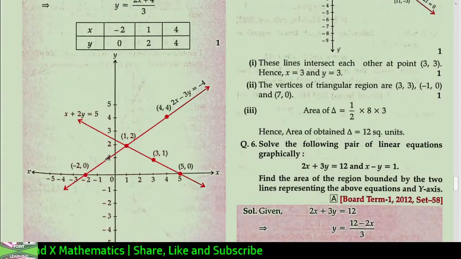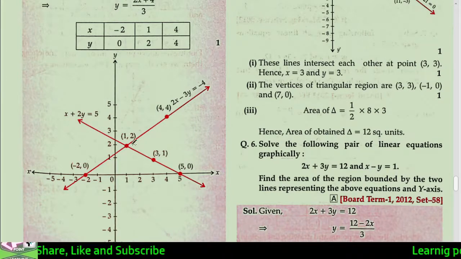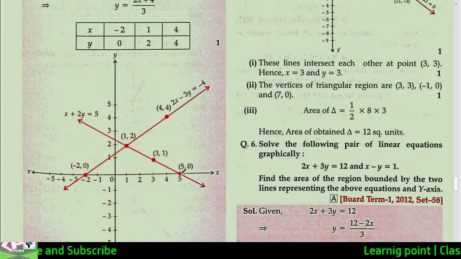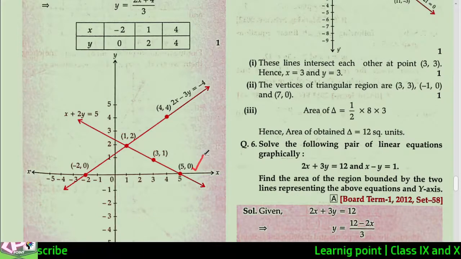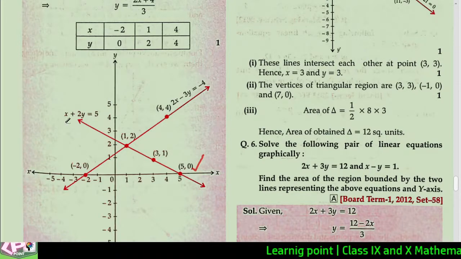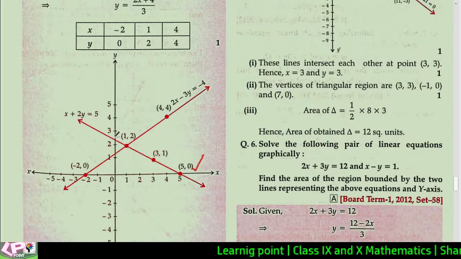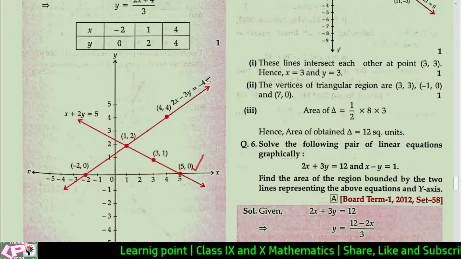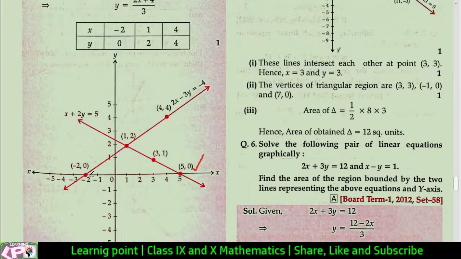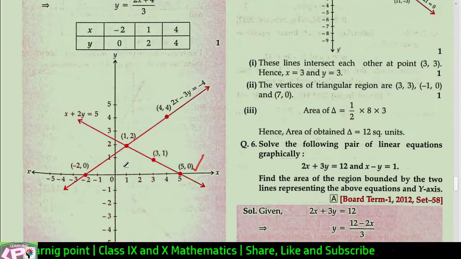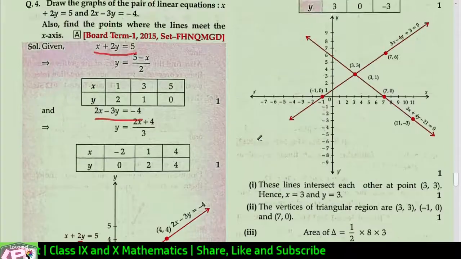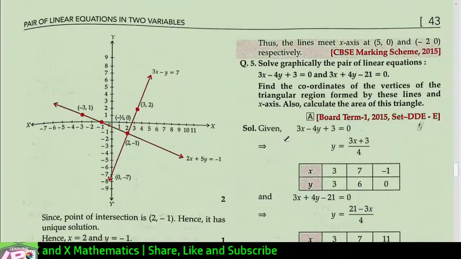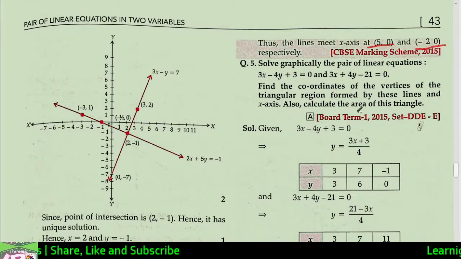Now look at it. This is the line x plus 2y is equal to 5, where it meets the x-axis at this point. So you can write down like this: at 5 comma 0, x plus 2y is equal to 5 meets the x-axis. In the similar sense, 2x minus 3y is equal to minus 4 meets the x-axis at minus 2 comma 0. So this completes the solution of this one. I think the same thing has been written here: 5 comma 0, minus 2 comma 0.